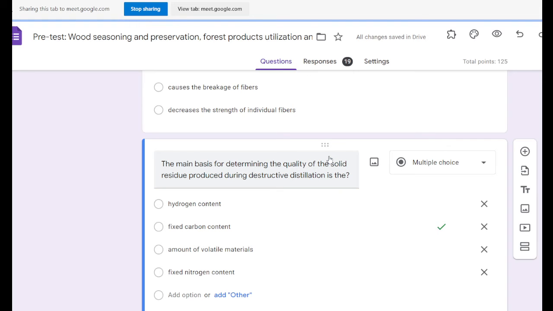For us to know the quality of charcoal, we need to know the amount of fixed carbon content because charcoal is a condensed carbon structure. Okay? Carbon na sila. It's a condensed carbon structure. So, the higher the fixed carbon content, the better the quality. Okay? The better the quality sa imong charcoal.